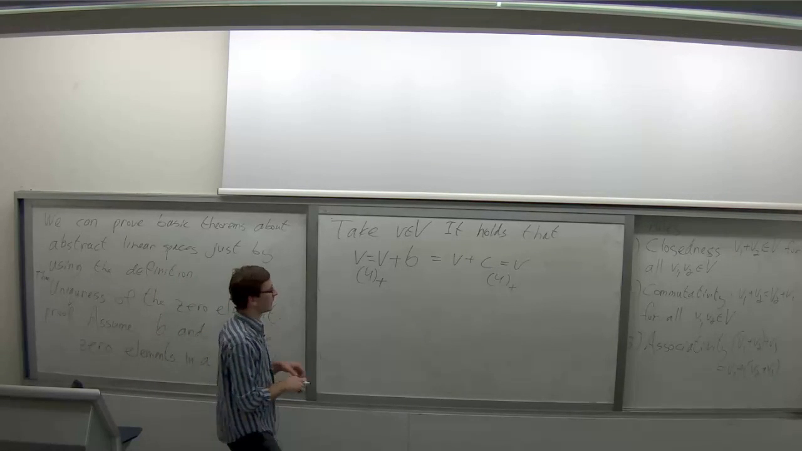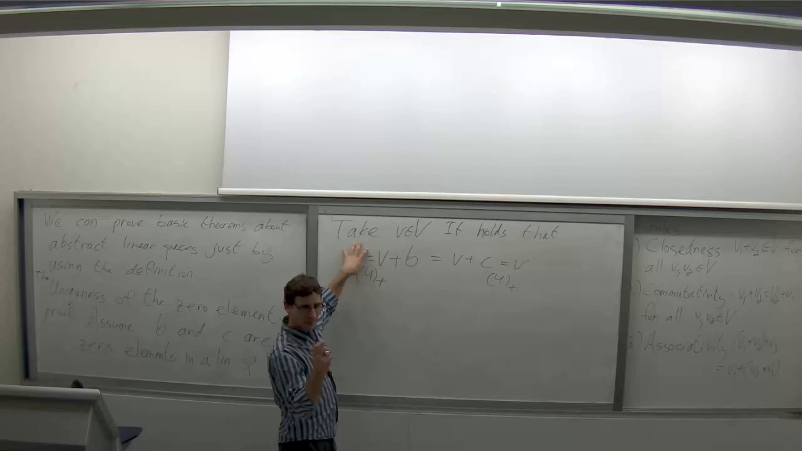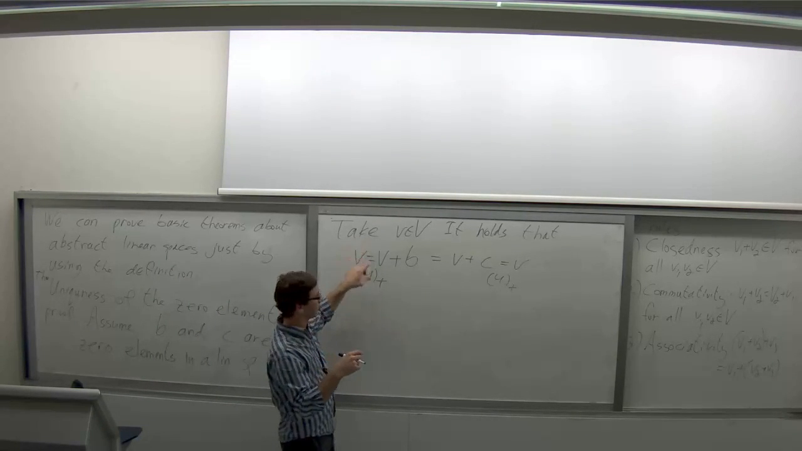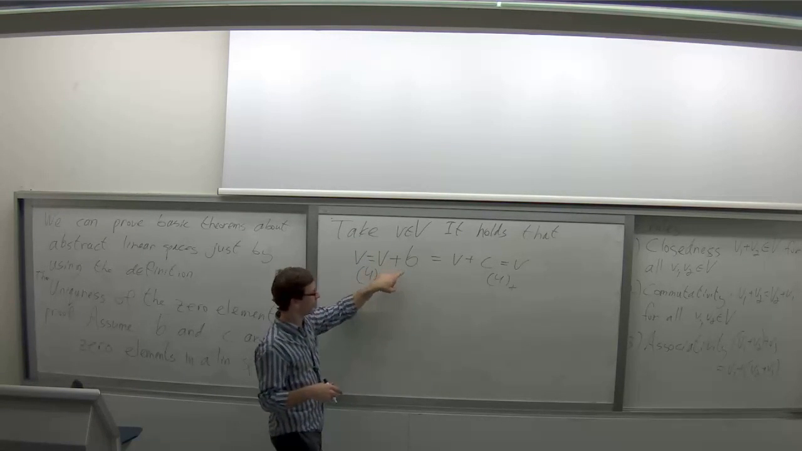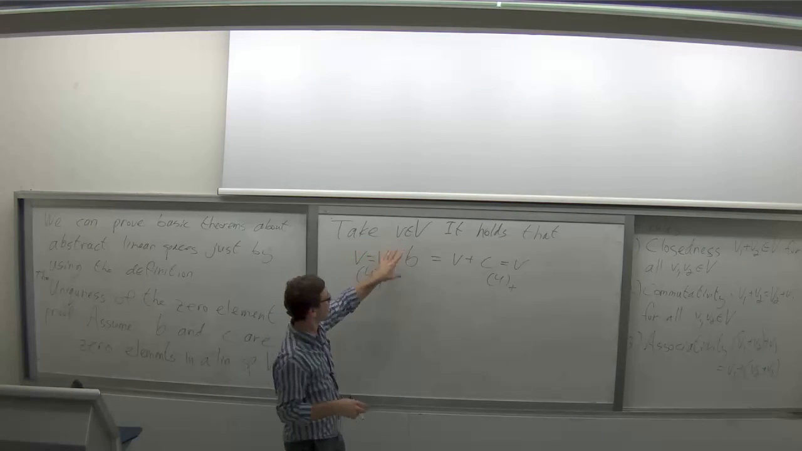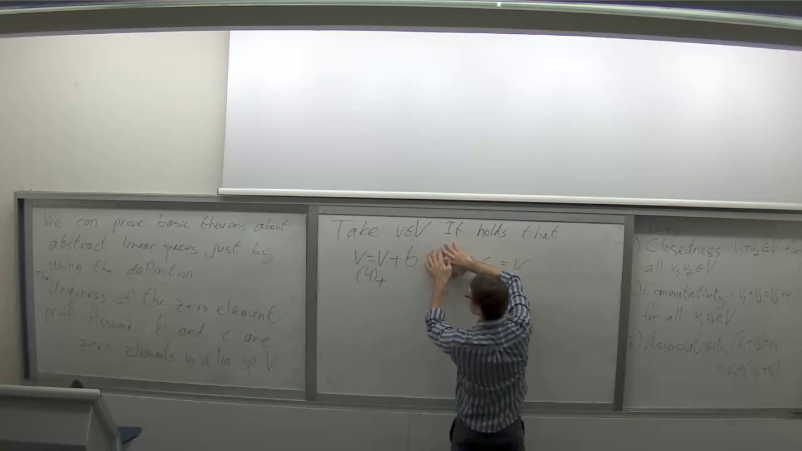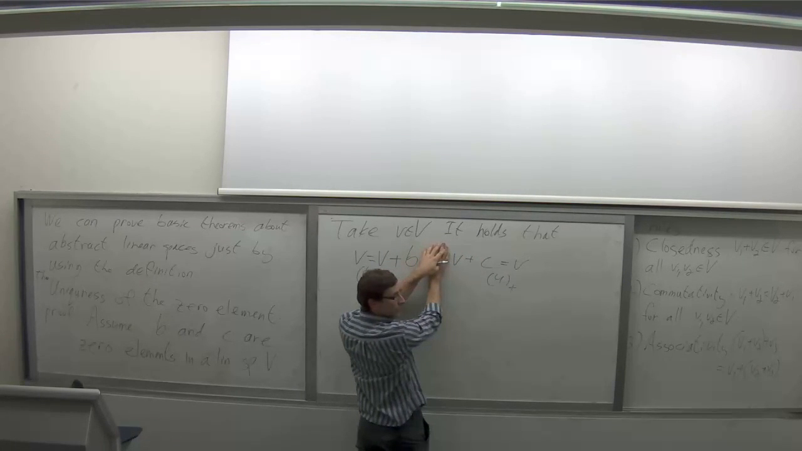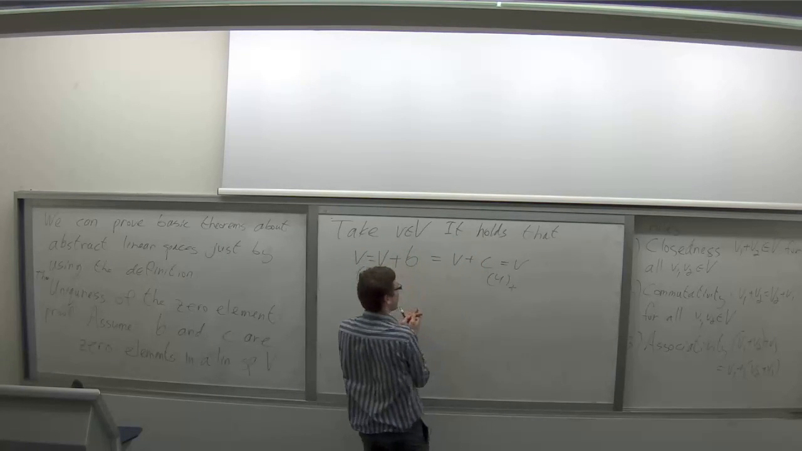I take V, and there is this property that there exists a zero element, and it tells you what happens with the zero element. The zero element is the one that is neutral in the plus operation. So V is V plus B. This is by definition of the fact that B is a zero element, and also V equals V plus C. This is by the fact that C is a zero element, and these two are V, so V plus B equals V plus C.